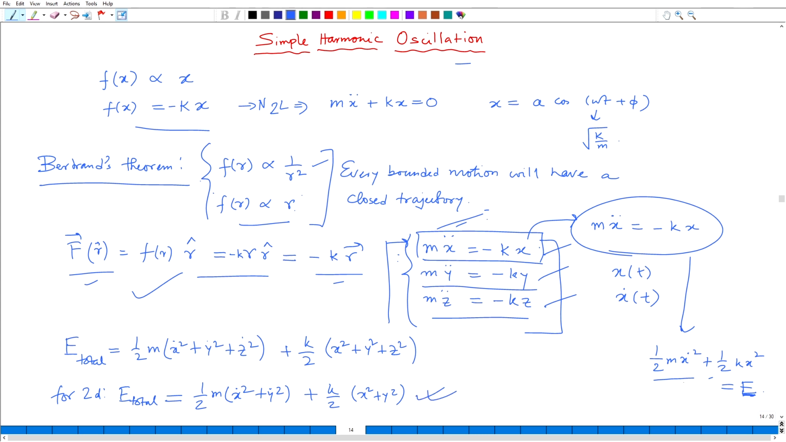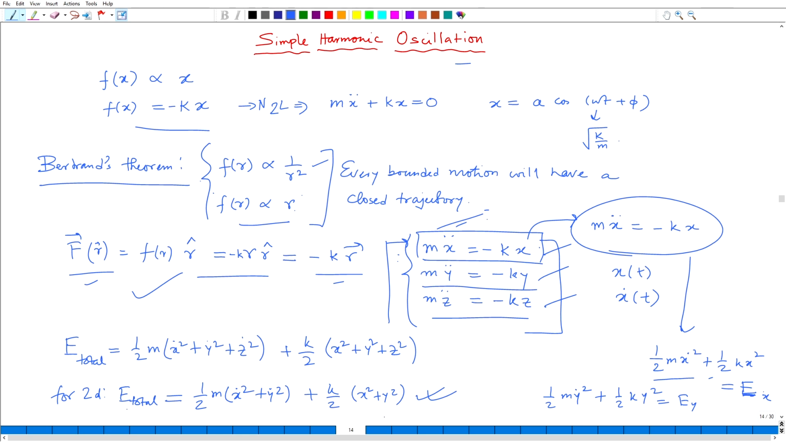And so, you see that this quantity is separately conserved and also this quantity is separately conserved. Here I can write them as Ex and Ey, and both of them are separately conserved, and that is why this E total, which is the sum of Ex and Ey, is also conserved. From this equation it is pretty easy to show that.